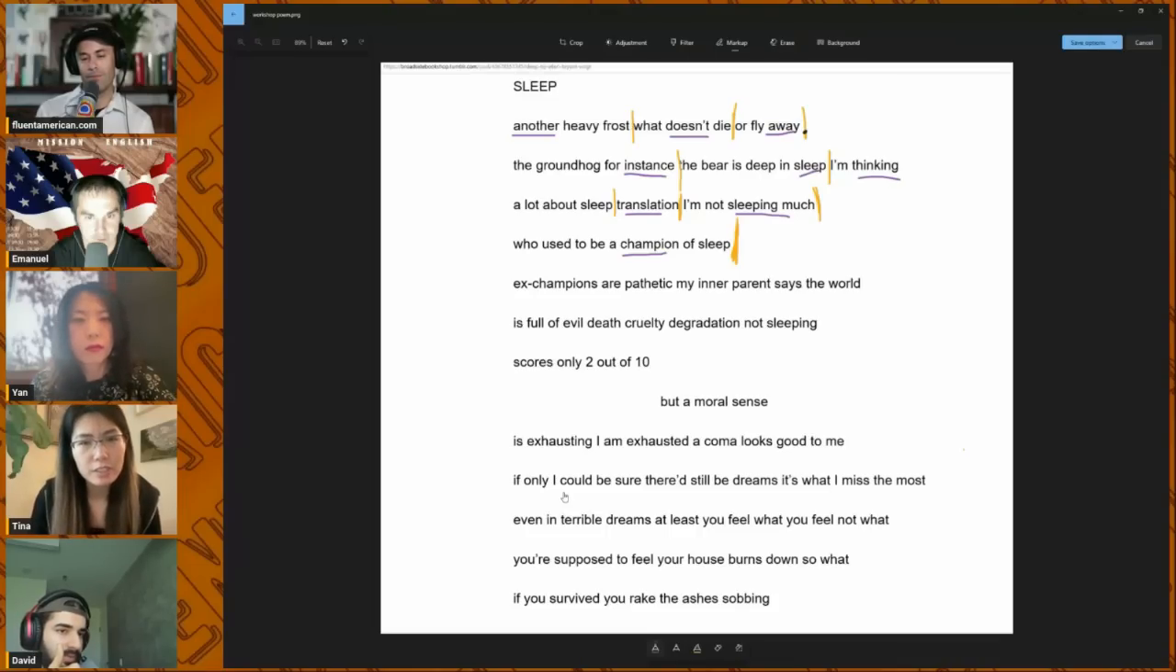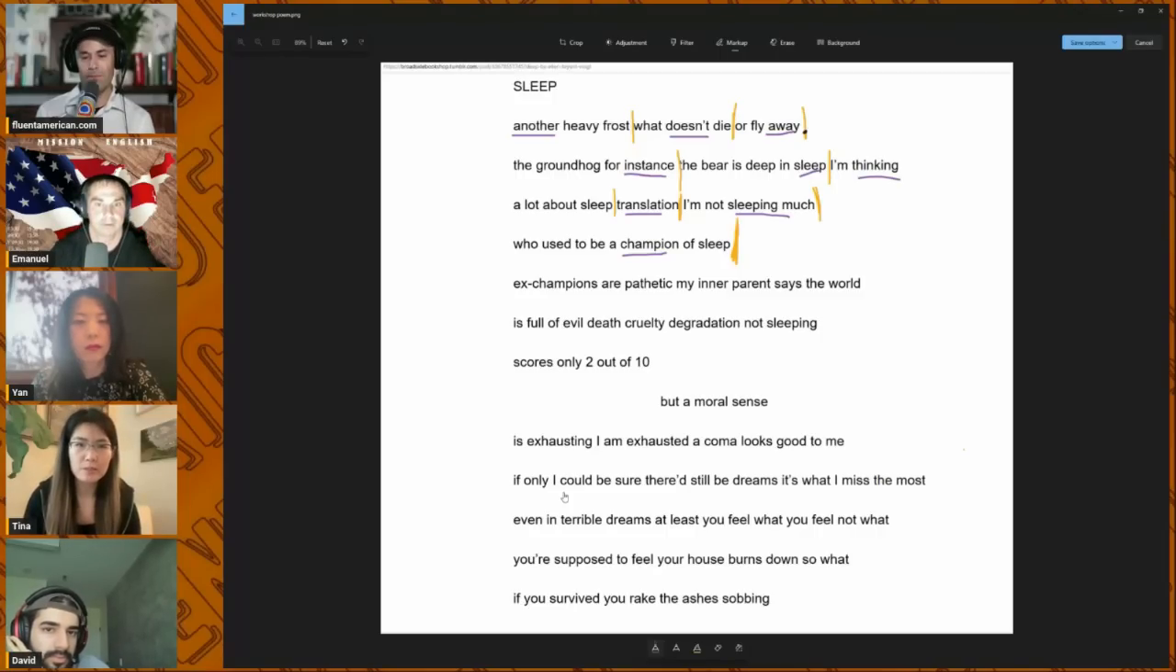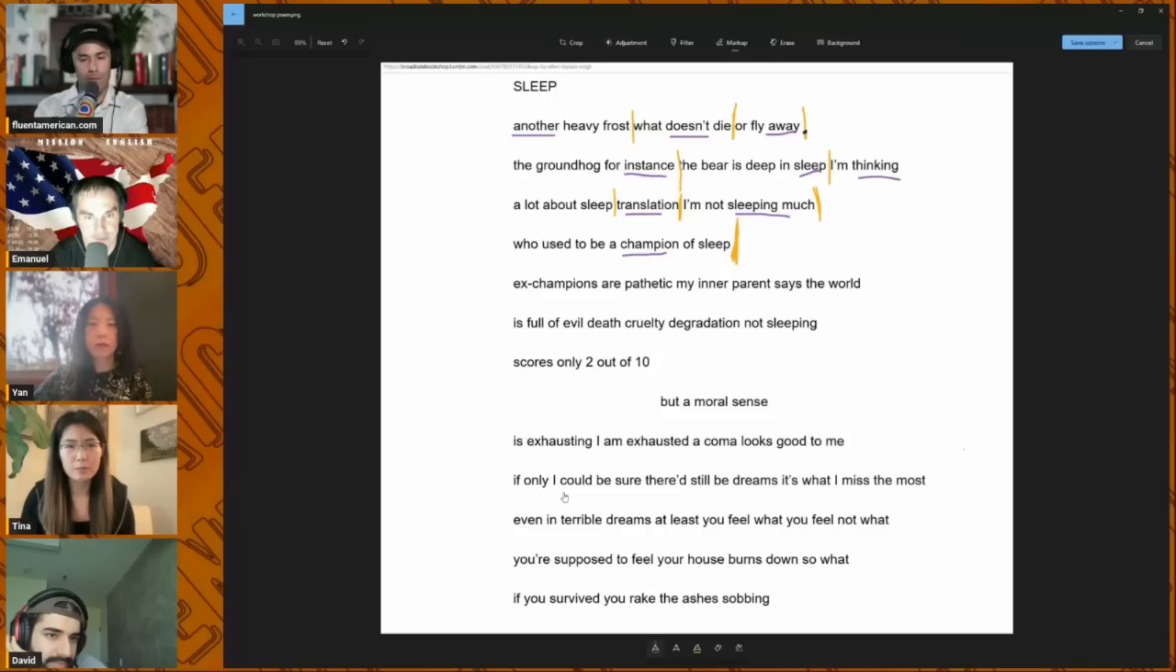I thought we could do like the groundhog, for instance, like faster, for instance. The bear is deep in sleep, like that. Okay, read that again for me. The groundhog, for instance. The bear is deep in sleep. I'm thinking a lot about sleep. Translation, I'm not sleeping much.